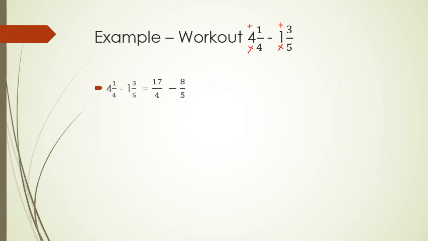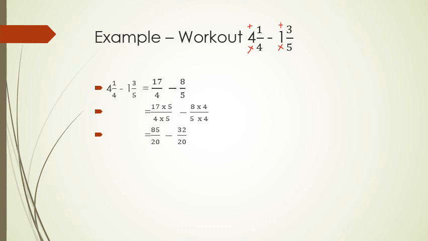So we are going to do the same. So 17 multiplied by 5, 4 multiplied by 5. The numerator and denominator are multiplied by the same number 5 to get the denominator as 20. In the second fraction also, 8 by 5, you are going to multiply both the numerator and denominator by 4 to get the denominator as 20. So do the calculations. You get the fractions as 85 by 20 minus 32 by 20.